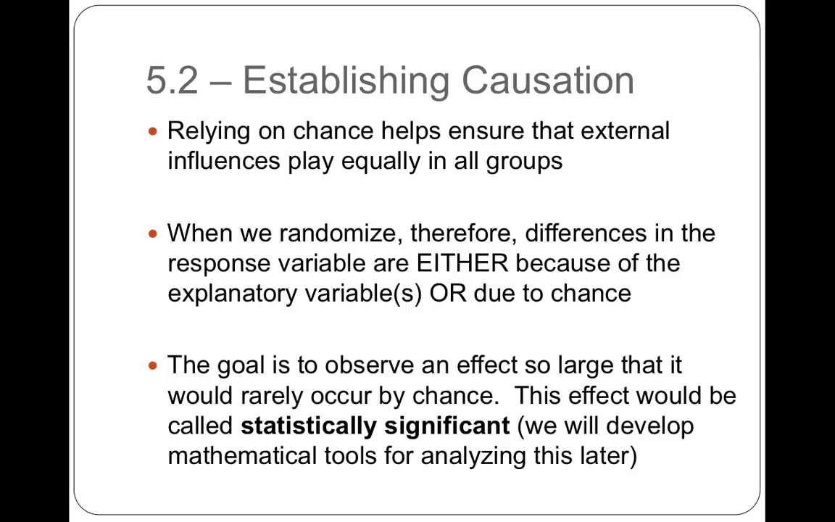So when we randomize, differences in the response variable are either because of the explanatory variable, which is what we're hoping to show, or due to chance alone. And our goal is to observe an effect that's so large that it wouldn't really happen by chance. And this is called statistical significance. If we see a result that is so big, a difference between, for example, the treatment group and the placebo group, that it wouldn't happen by chance, that result is statistically significant, unlikely to happen by chance. We're going to talk about this a lot more later. That's pretty much what inference is all about. So if that didn't quite make sense yet, that's okay.